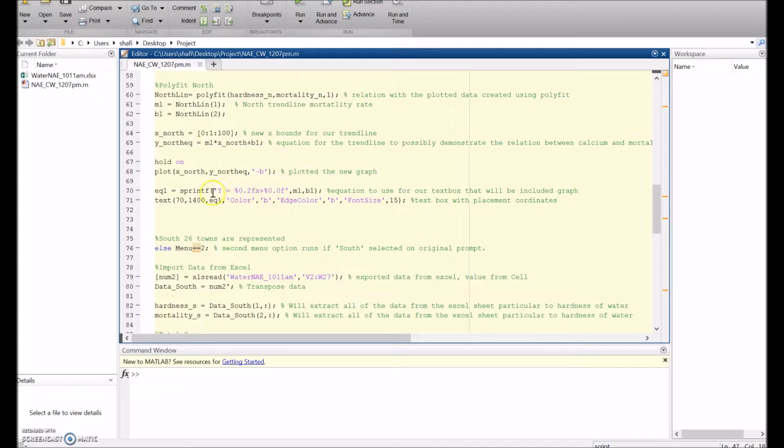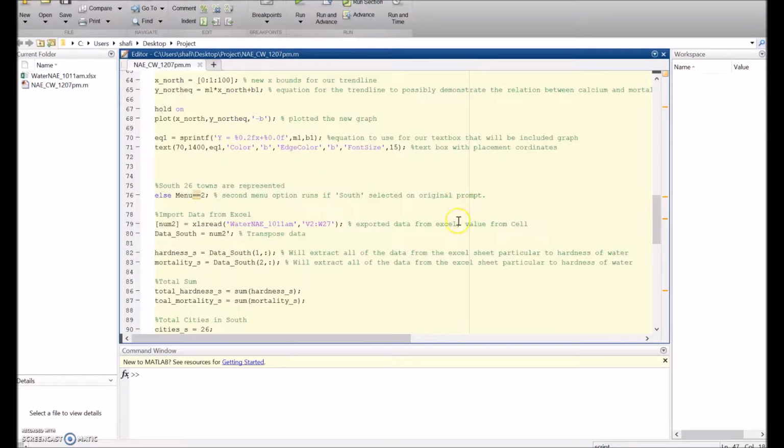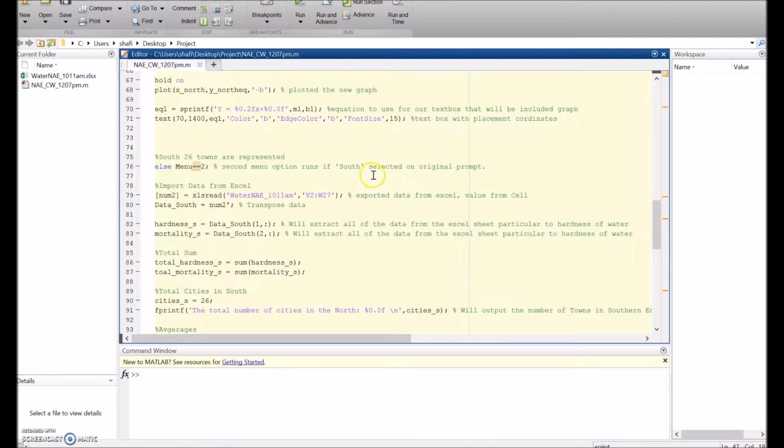line. In terms of the southern region, we essentially did the exact same thing as we did previously in the northern region, but just changed a few variables. So I'm not going to be going over that.